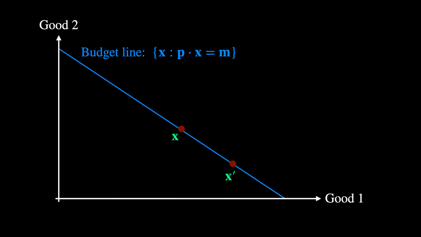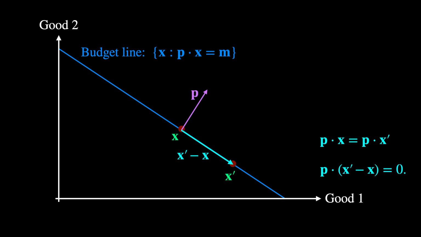Consider 2 points, x and x prime, both on the budget line. Since both x and x prime are on the budget line, their dot products with the price vector are equal to each other, both being equal to income m. The vector that points from x to x prime is the difference vector. Notice that the dot product of the price vector and the difference vector is equal to 0. This actually tells us something about the price vector itself. It must point in a direction perpendicular to this difference vector, and so is perpendicular to the budget line.